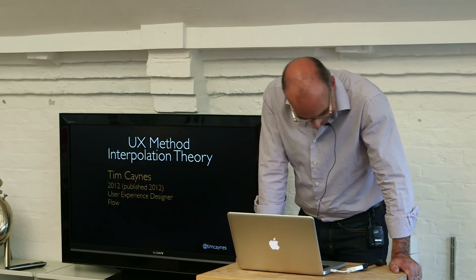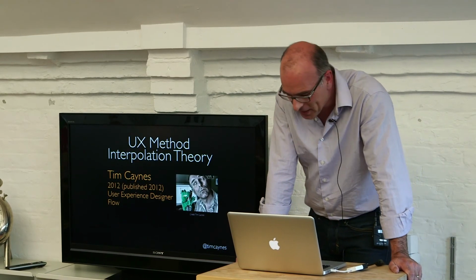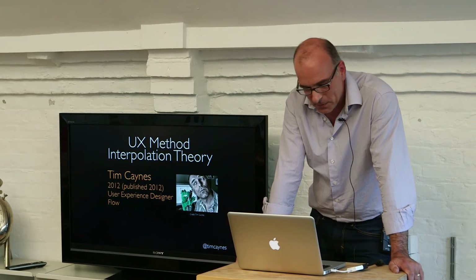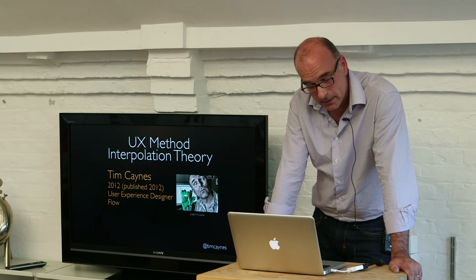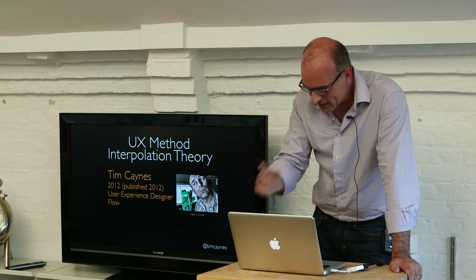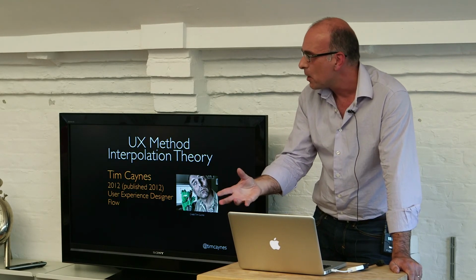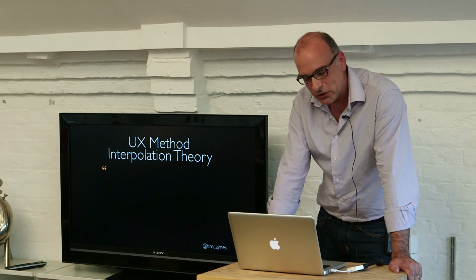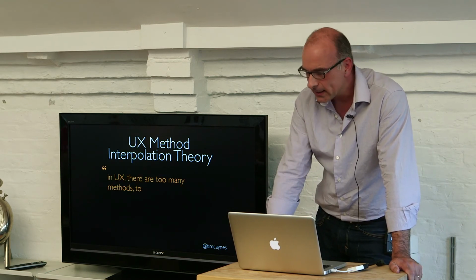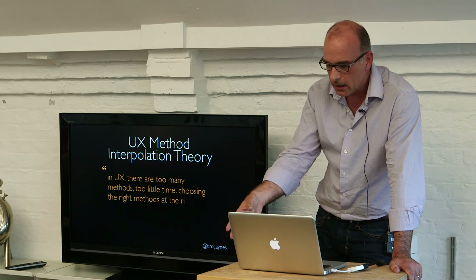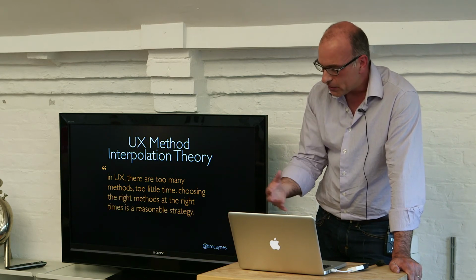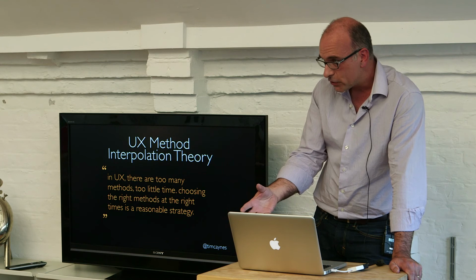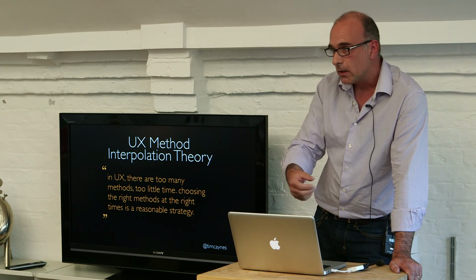So, what am I trying to say in all of this? So, I've developed off the back of this my own, what I'm calling UX method interpolation theory, to deal with all this new method shit that I can't keep up with, all right? So in short, in UX, I think there's too many methods, too little time. So simply choosing the right methods at the right times is probably a reasonable strategy, for example, mobile development.